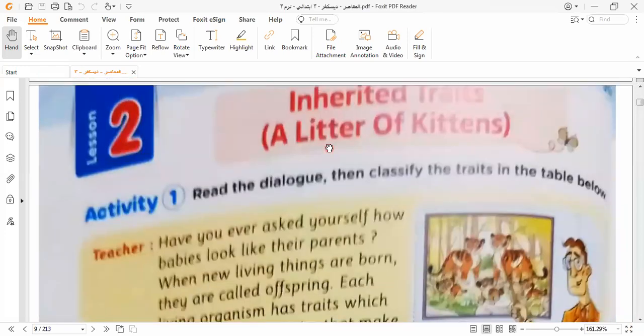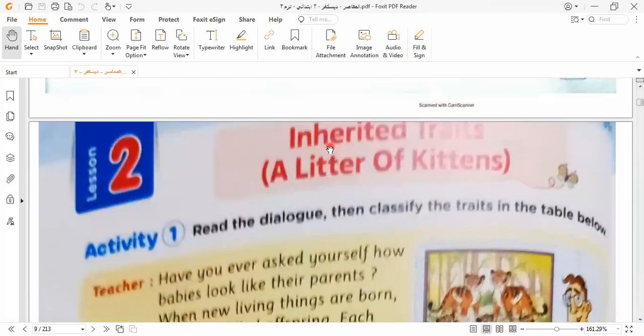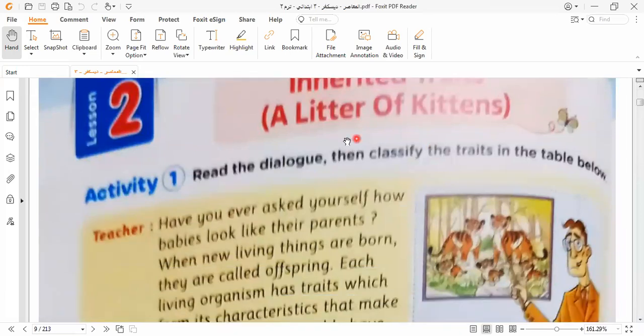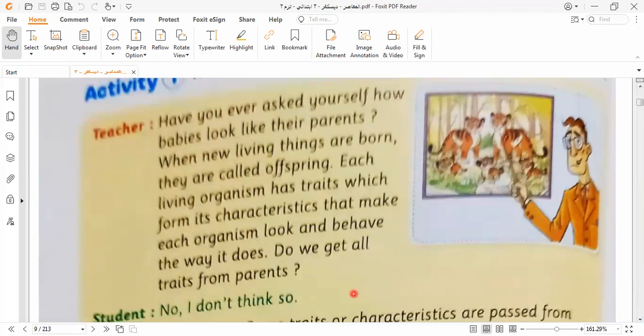This is about inherited traits that we watched in the video I presented to you. We are going to learn about inherited traits. Let's read the text and answer the questions below. Inherited traits. A litter of kittens. Read the text. Teacher, have you ever asked yourself how babies look like their parents?